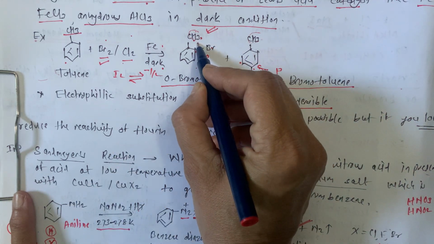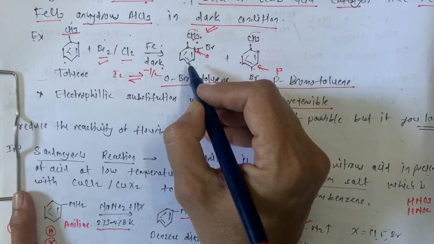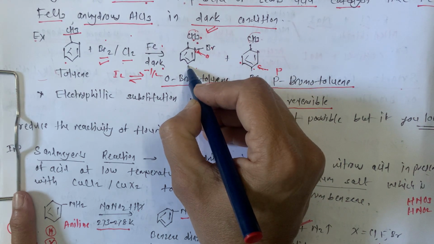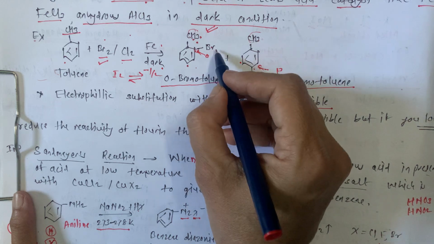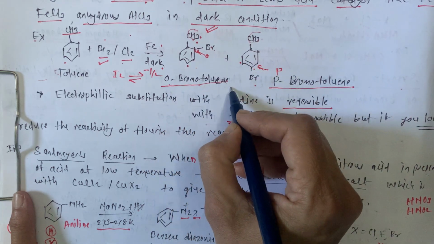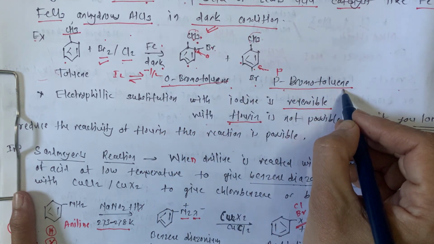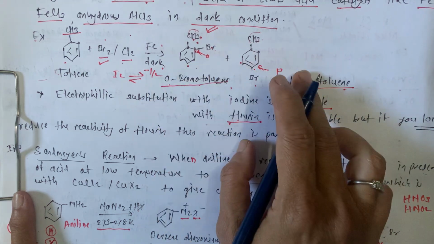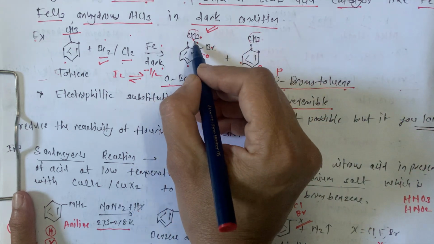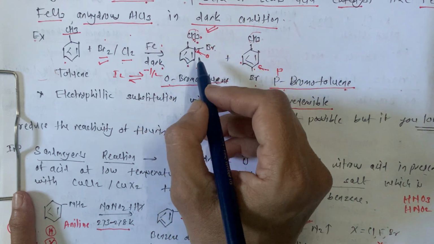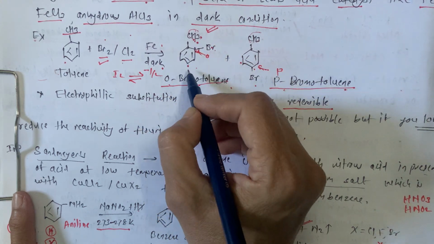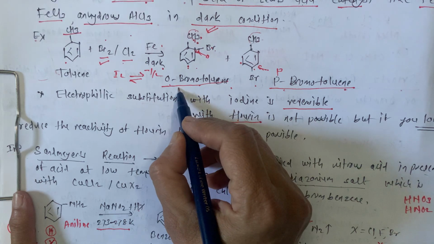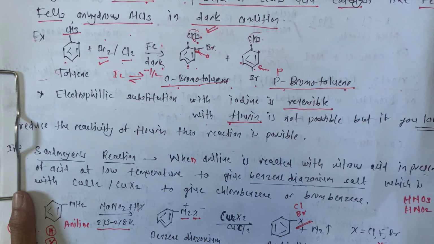As here is a methyl group, that's why ortho and para positions are activated, and that's why there is a formation of orthobromotoluene and parabromotoluene. This is not haphazard, we are getting ortho and para due to this CH3. This CH3 is directing or activating the ortho and para positions. So this is orthobromotoluene and this is parabromotoluene.